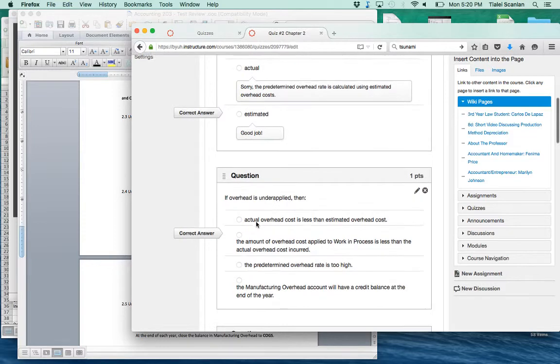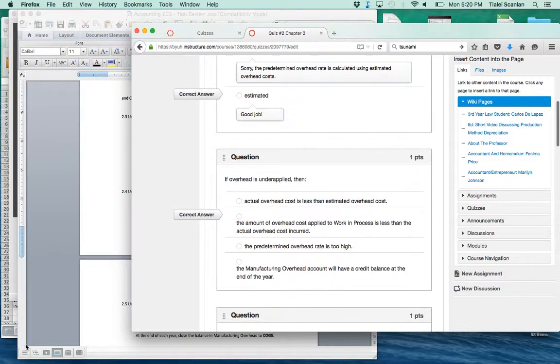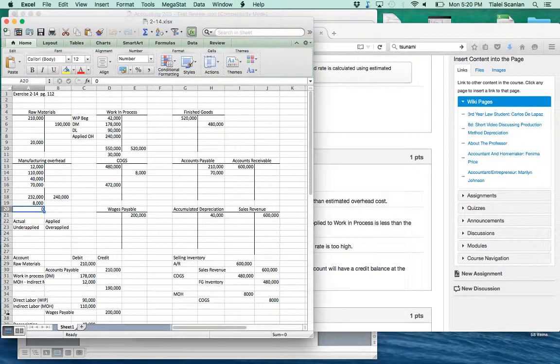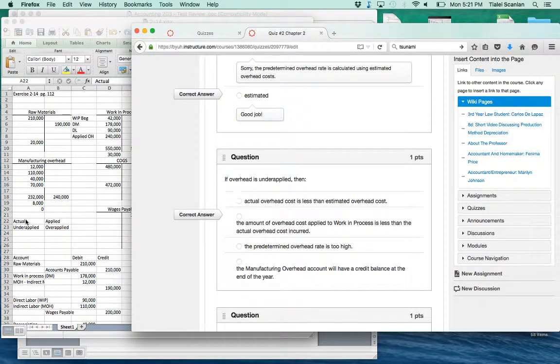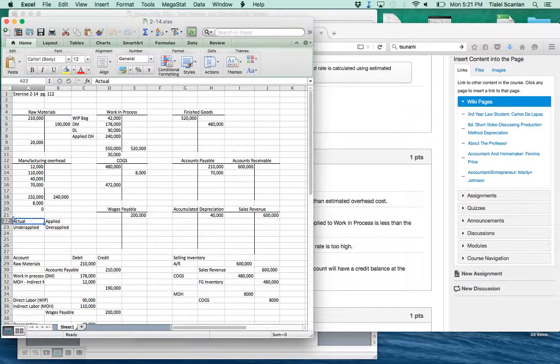If overhead is underapplied, then, if you watched the previous video about chapter 2 review, we see that there will be a credit balance if it's overapplied, and a debit balance if it's underapplied. And so this is talking about underapplied. If it's underapplied, then our actual will be greater than our applied. So we didn't budget enough for this actual amount of overhead.